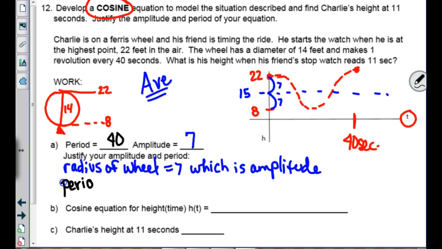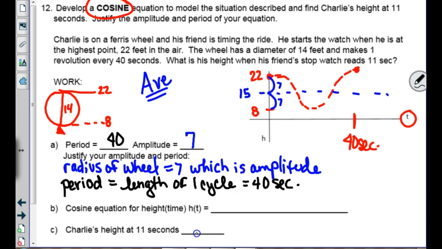Okay, but you want to say the period is, yes, the length of one cycle or revolution, and it says that's 40 seconds. You can use complete sentences or not. I'm not going to be picky on that. But if it says explain and it has a blank, it means you get points for your explanation. Does that make sense, guys? So don't leave stuff blank or you lose points.